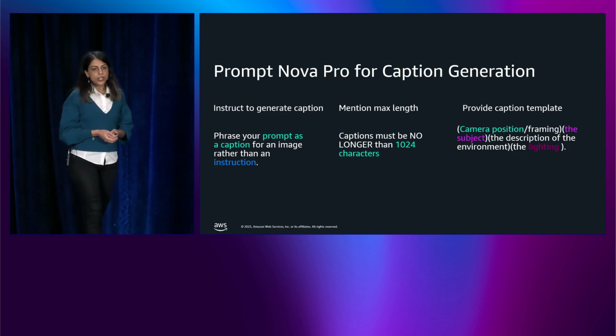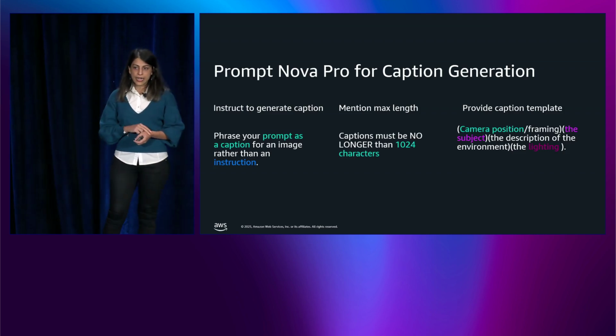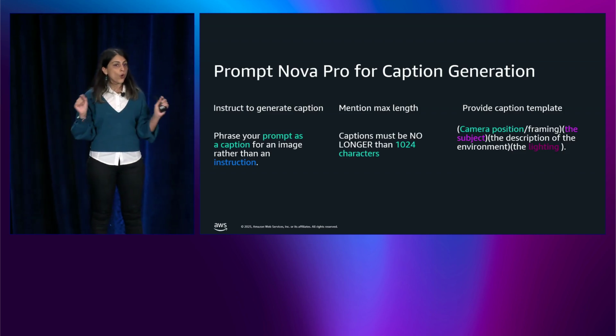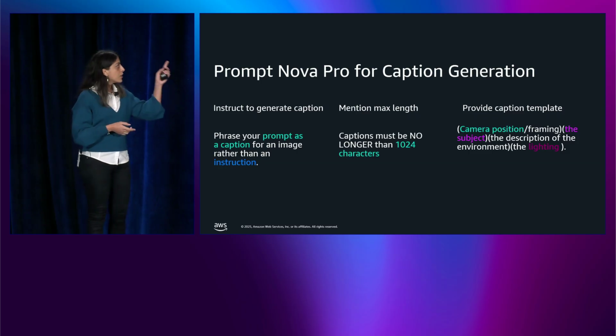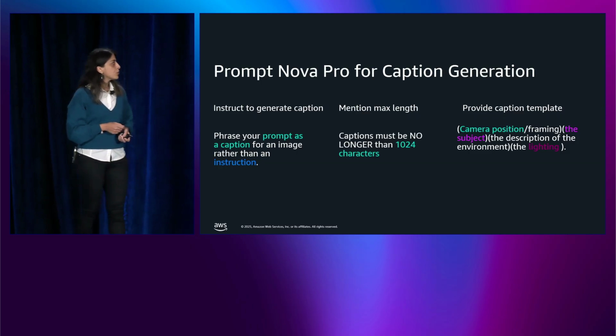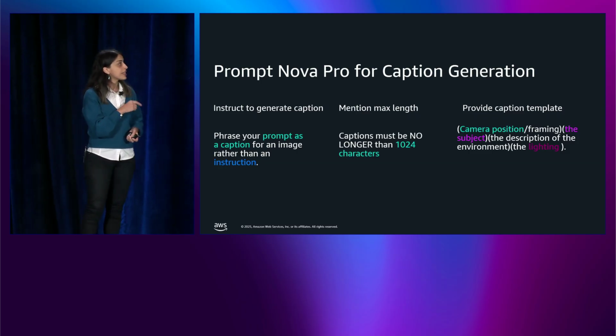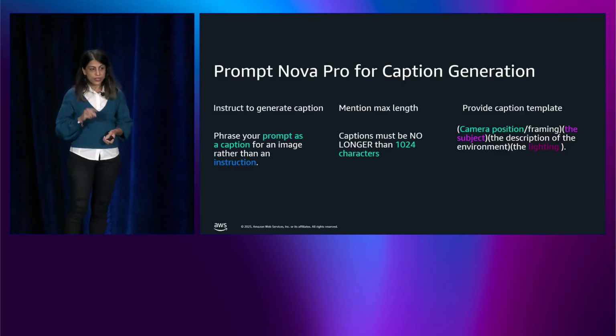Second, image generation models are different from LLMs. Usually they're trained with shorter prompts. And it's very important to not have a super lengthy prompt because the model cannot really process that. So instructing Nova Pro to generate captions that are not longer than 1,024 characters is very important.